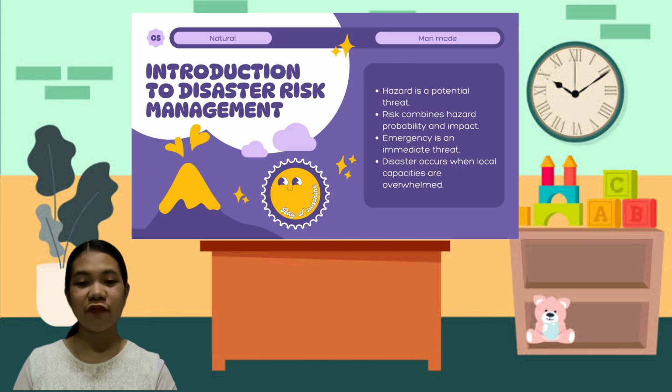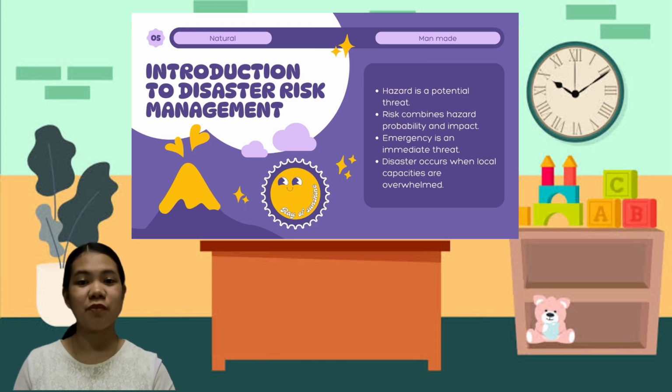Disasters can be classified into two main types. First, natural disasters. These include events like earthquakes, typhoons, floods, and volcanic eruptions. They are caused by natural phenomena and can have widespread impacts. Second, man-made disasters. These result from human activities such as industrial accidents, oil spills, or acts of terrorism.